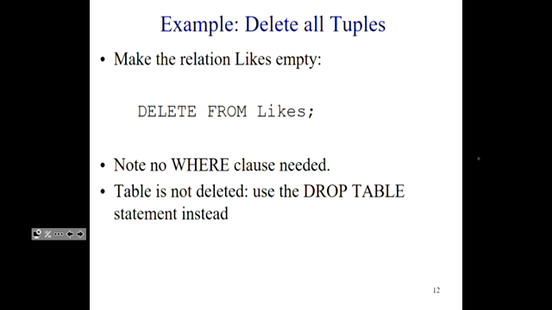If I want to delete everything from a relation, I can just say delete from likes, and this will delete all of the tuples within that relation. In this case, a where clause is not needed, and it will delete all of the tuples from that relation, but the table itself is not deleted. The table will still stick around, so likes will still be around, but it will be an empty relation. If I wanted to delete likes as well, the fact that likes existed as a table, I would use the drop table statement. So I would say drop table likes semicolon, and then it would delete the table.